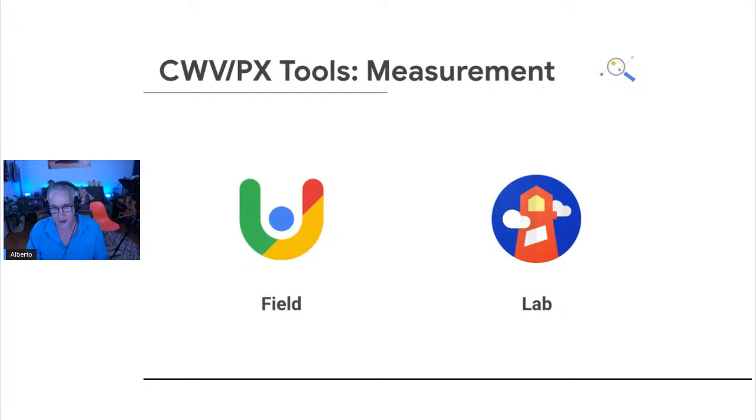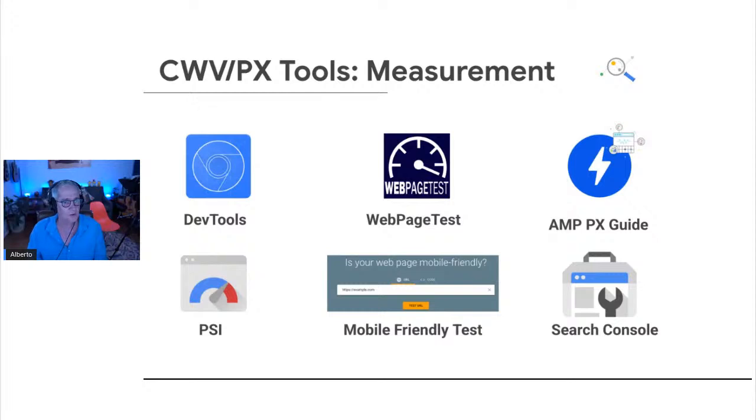Now, these two complementary aspects of measurement, you could tap into them in a variety of tools, as I mentioned. You have the Chrome DevTools, which you can open when you're browsing a web page, and you can see a Core Web Vitals section there. There is a powerful tool called WebPageTest that gives you a lot of deep insights about how your page is working. There is the AMP Page Experience Guide.